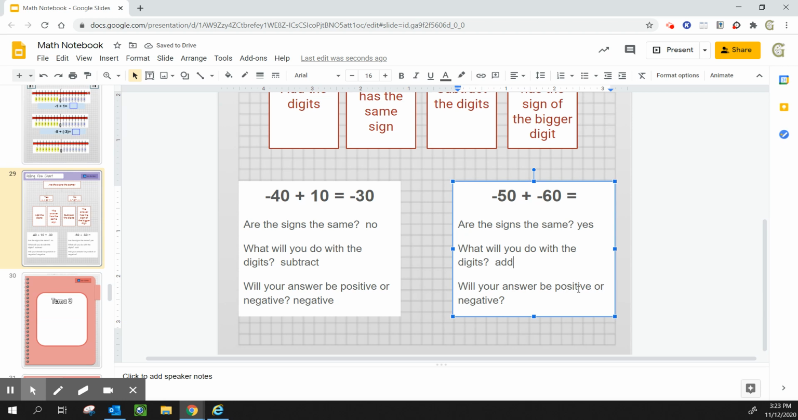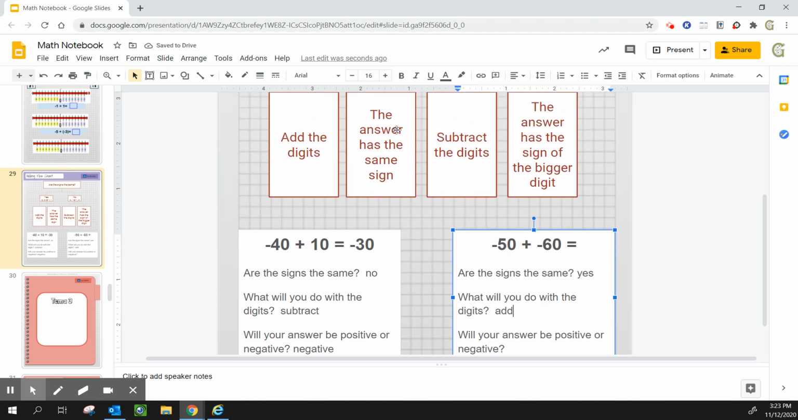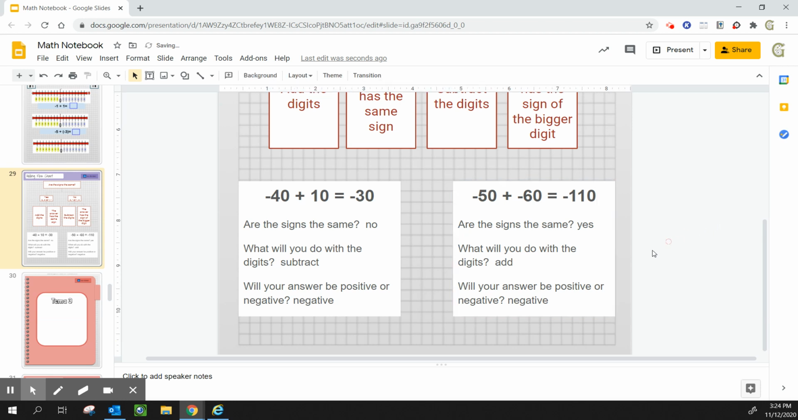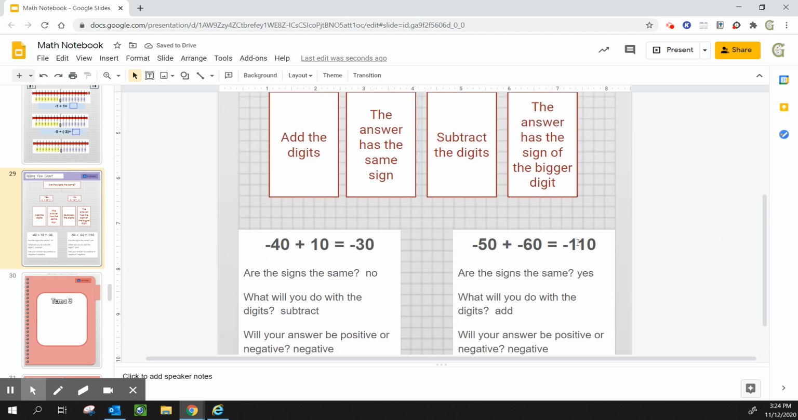And will my answer be positive or negative? So the answer is going to have the same sign. So since both of these are negative, my answer is going to be negative. So then I'm actually going to do it. So 50 plus 60, I could really know that 5 plus 6 is 11 and add a 0. So that would be 110. And then it said negative, so I'm doing negative 110. And that's the idea of using the flowchart.